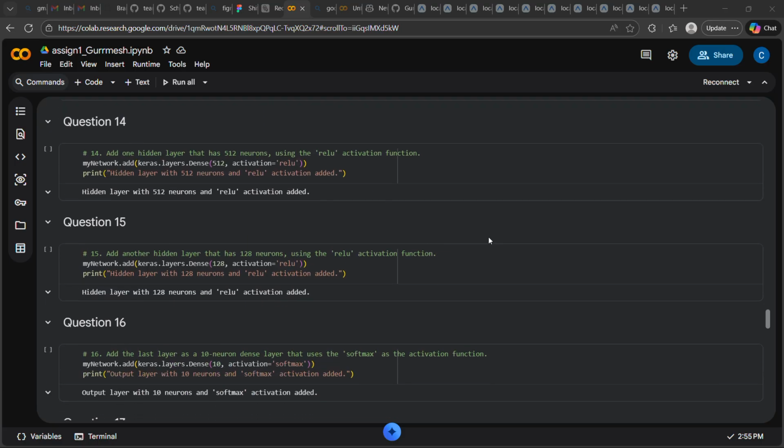Questions 14 and 15, adding hidden layers. Now we add two dense, fully connected hidden layers to our network. The first hidden layer has 512 neurons and uses the ReLU, rectified linear unit, activation function. The second hidden layer has 128 neurons, also using the ReLU activation function. Adding multiple hidden layers allows the network to learn more complex patterns and representations from data.